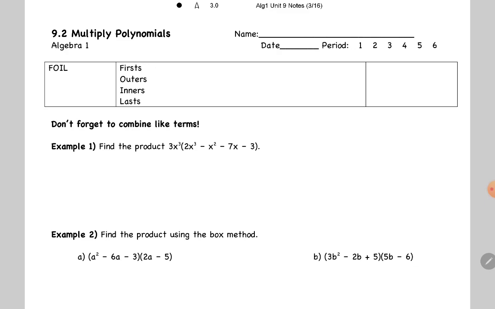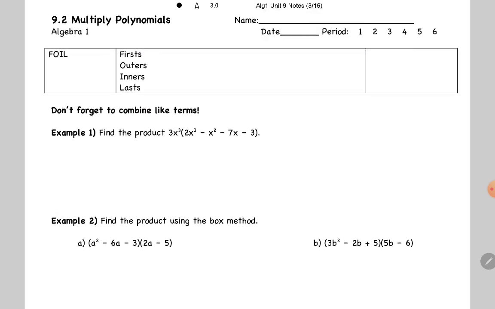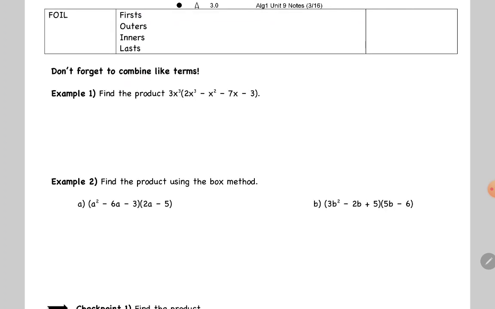We're going to skip the vocabulary at first because this is not going to make sense to you right off the bat. So let's go straight to the examples. What we're doing is multiplying polynomials. Find the product. So we have 3x cubed times this whole entire mess. And remember, we just use the distributive property.